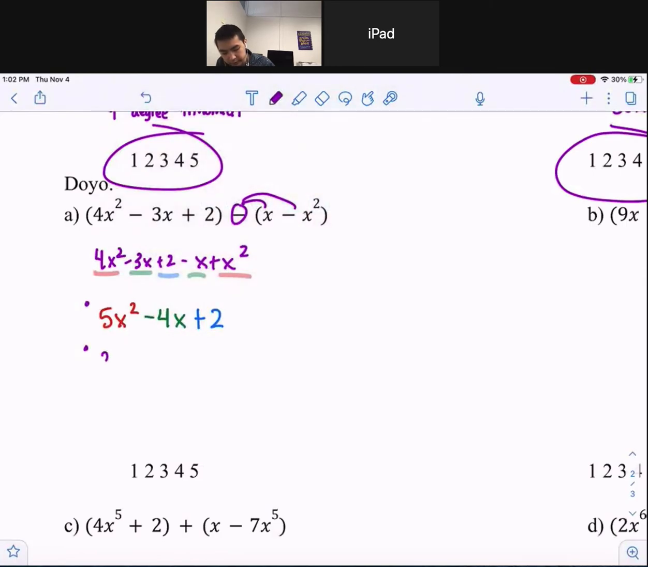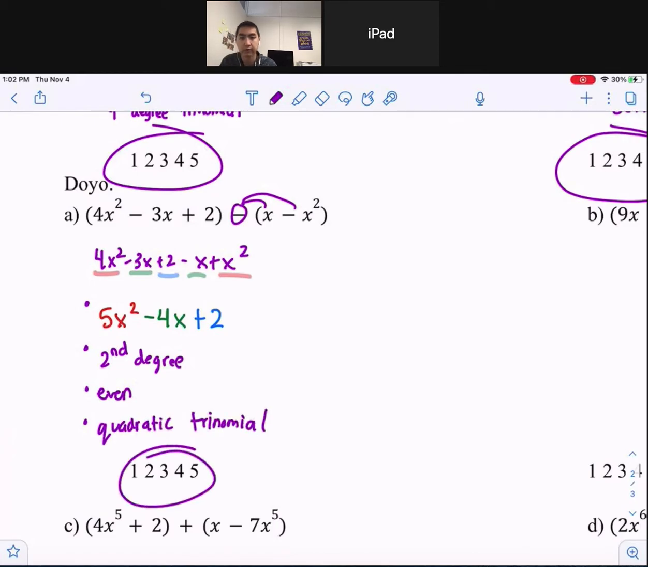Highest degree is the second degree. Second degree, you guys, is even. And the name, highest degree is 2, so that's quadratic. And how many terms are there? There's 3. Trinomial. Scale from 1 through 5.